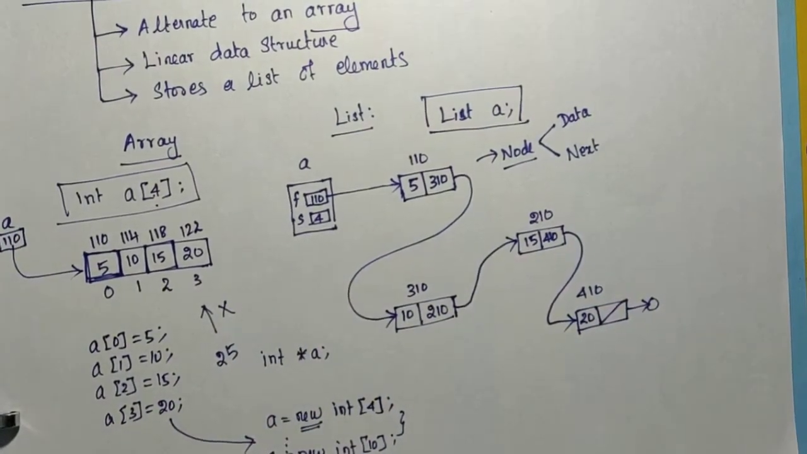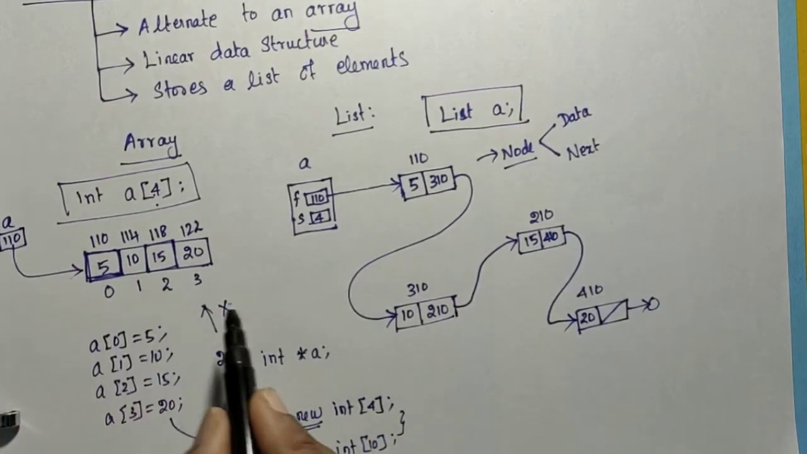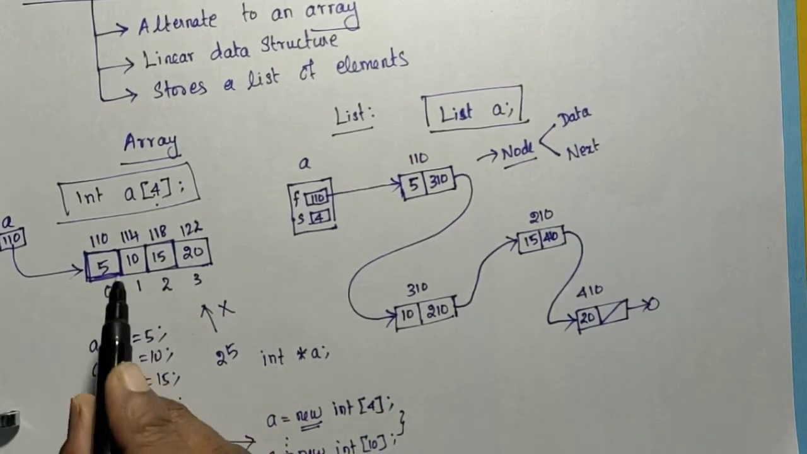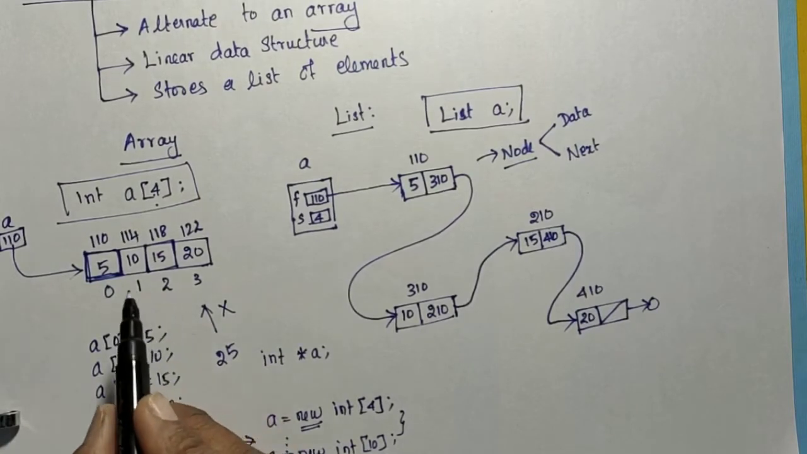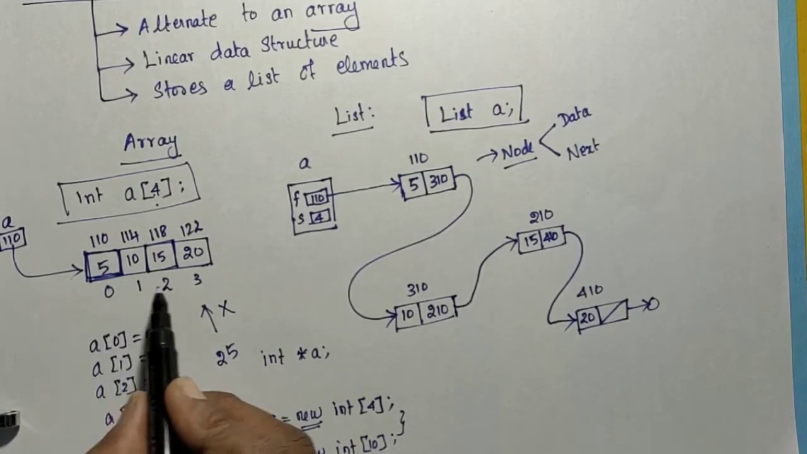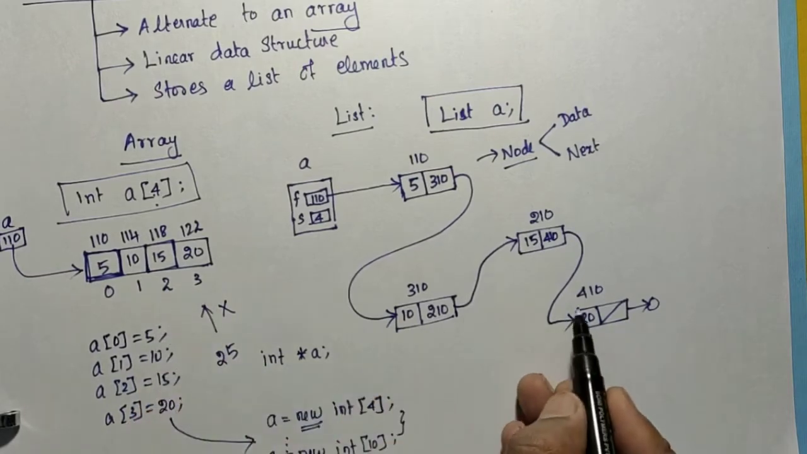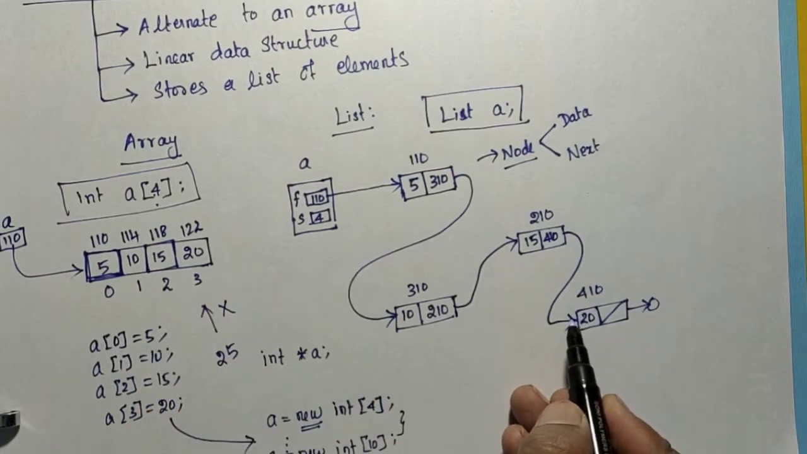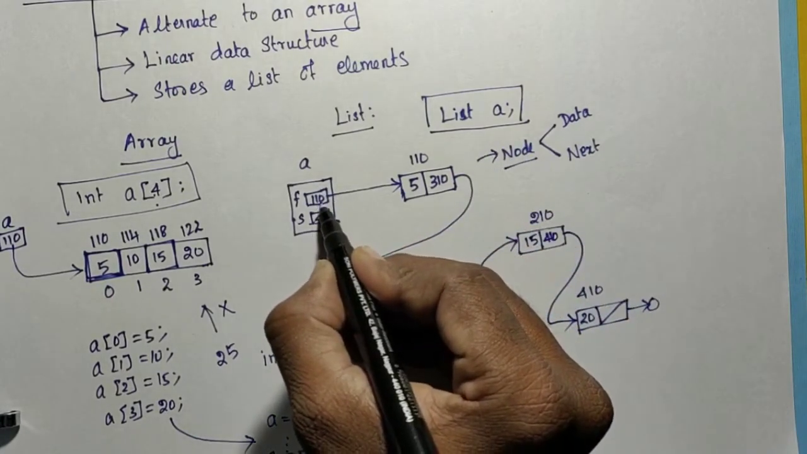Apart from these advantages, what we can say is the advantage of the array over the list: an array is an indexed data structure. Indexed data structure means randomly you can access the elements by using that index. Okay, if you want to access the second element, I can access it, a of 2. But here the list is not an indexed data structure. The list will know only the address of the first element.